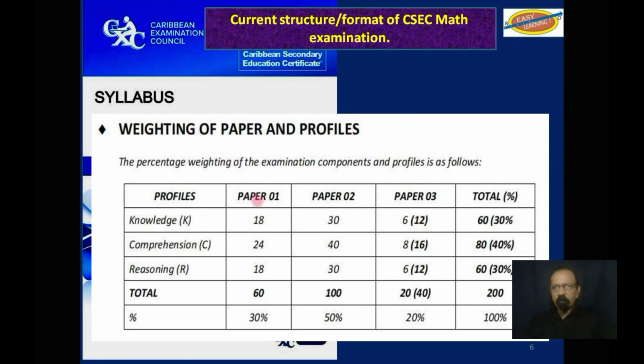As it relates to the marks, paper 1 carries 60 marks, which is 30% of your final grade. Paper 2 carries 100 marks, which is 50% of your final grade. Paper 3 carries 40 marks, which is 20% of your final grade.